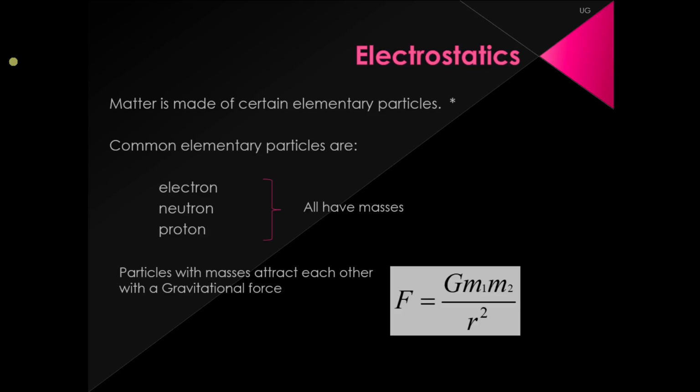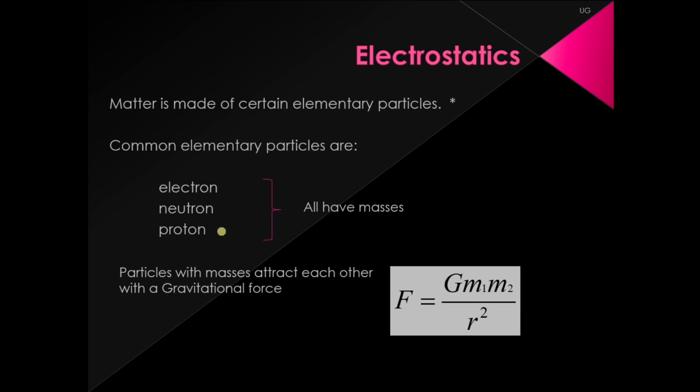Hello students, in this lecture we are going to study Coulomb's law. We know matter is made up of certain elementary particles. We have found hundreds of elementary particles, some of them are rare and some are common. The common elementary particles are electron, neutron and proton.